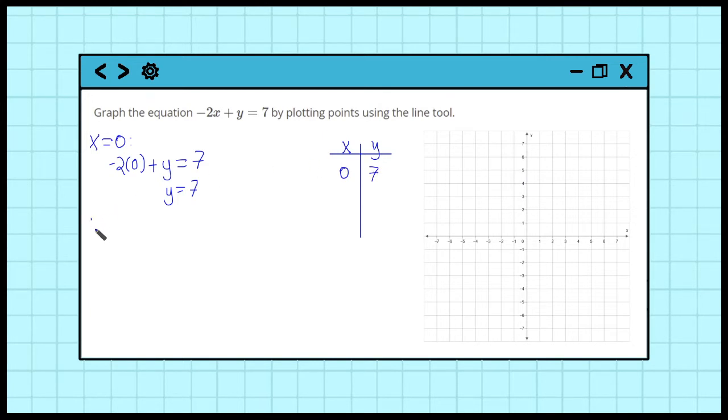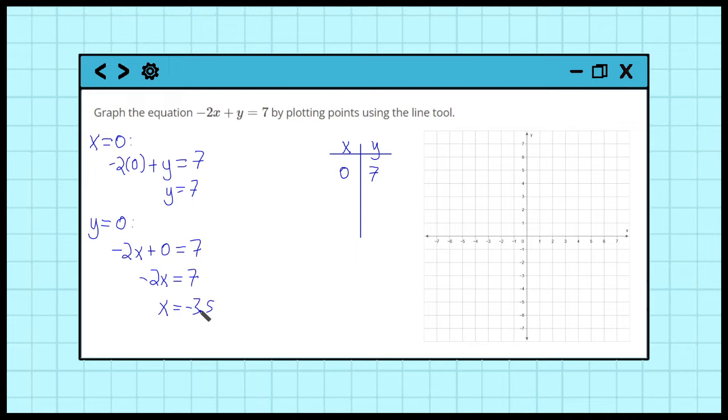Now, if I plug in y equals 0, I can do the same thing. I have negative 2x plus 0 equals 7. The 0, again, goes away, so this is really negative 2x equals 7. I divide both sides by negative 2 and get x equals negative 7 halves, which is the same thing as negative 3.5. I look at that and say, that doesn't work out so well, because that's a decimal or a fraction. What you'll notice is that the homework system will not allow you to put in fraction points, because they're extremely difficult to graph with any sort of accuracy.